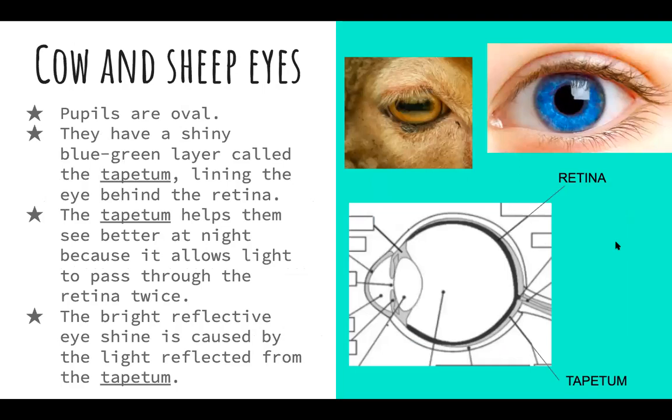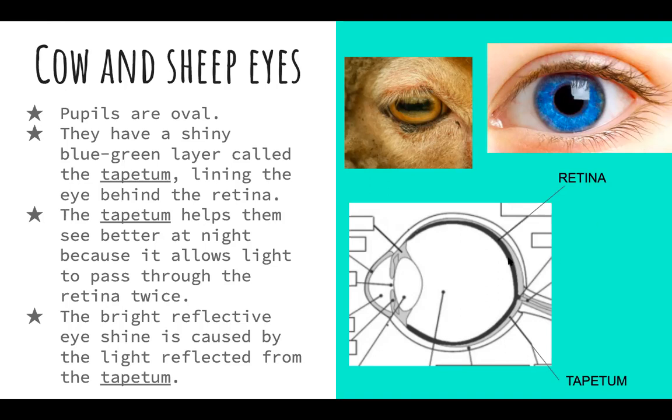All right, so now thinking about cow and sheep eyes versus human eyes. Some differences that we'll see: pupils in a cow and sheep eye are more oval, and you can see that in this picture here. They have a shiny blue-green layer called the tapetum. It's the lining of the eye right behind the retina.